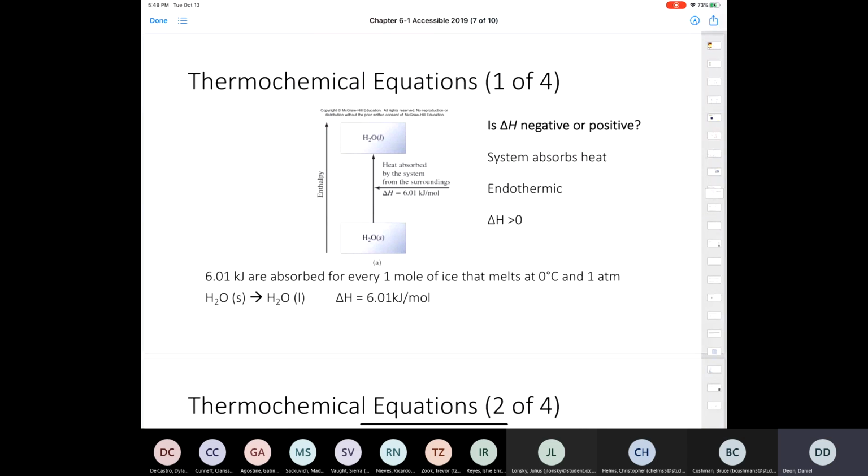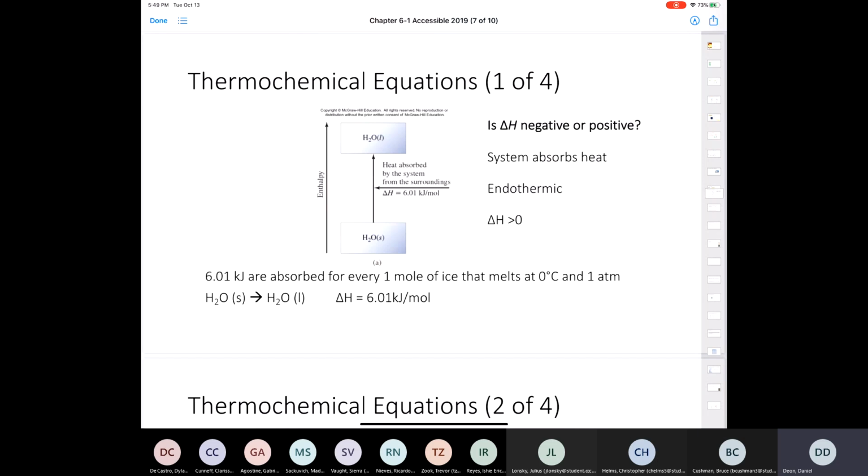Now you might be asking yourself, how do I know when delta H is going to be negative or positive? There's probably many ways that students rationalize this in their own minds, but if the system is absorbing heat, that's going to be an endothermic reaction, right? It's got to take the heat in. Again, here's that example of the ice melting.